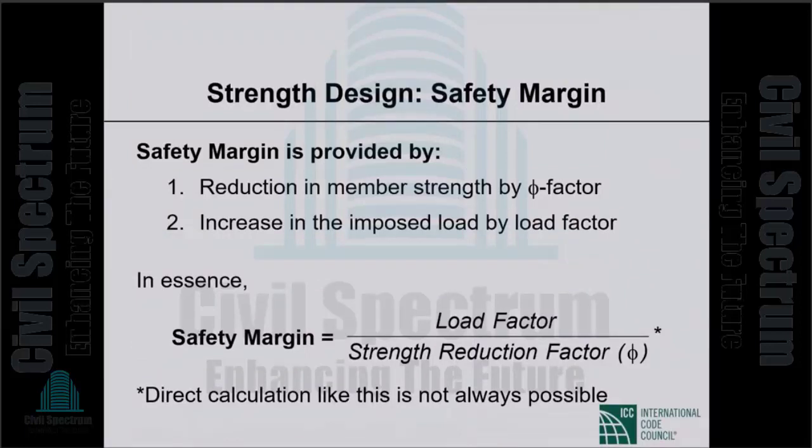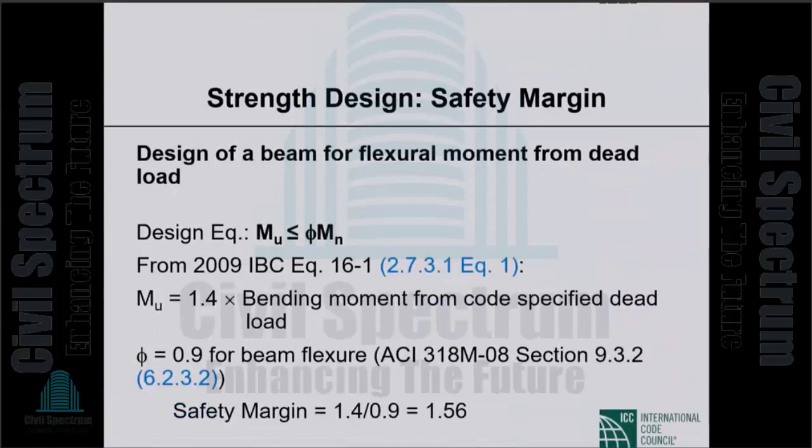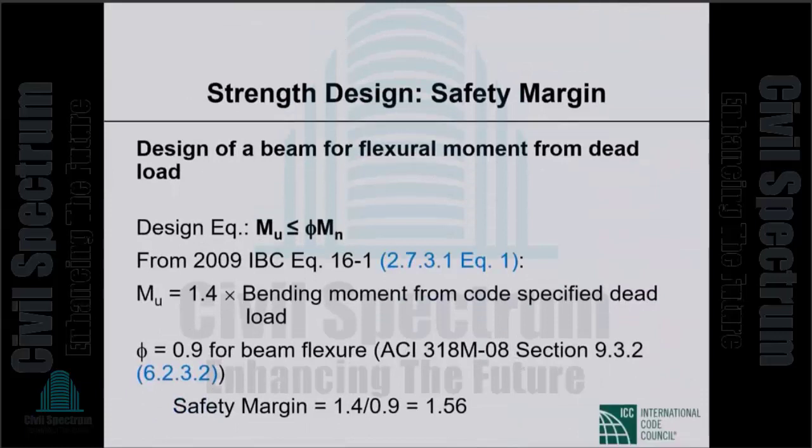Okay, so safety margin is provided by a reduction in member strength by the phi factor, and an increase in the imposed loads by the load factor. We have both. So safety margin is the load factor divided by the strength reduction factor. And then we say direct calculation like this is not always possible. Actually, it is seldom possible, but some of the time you can do that.